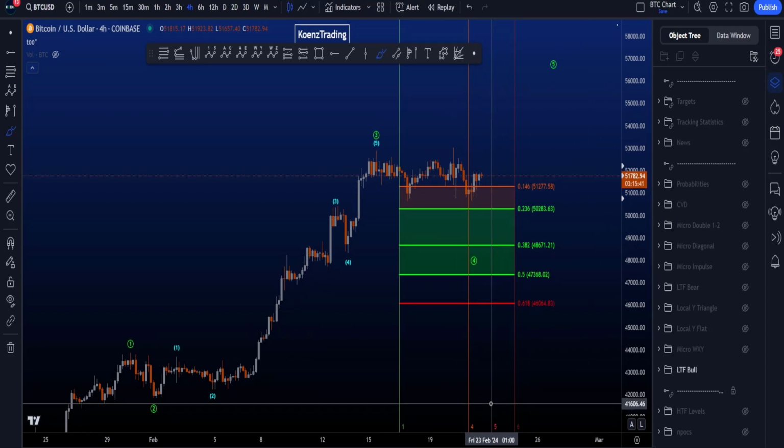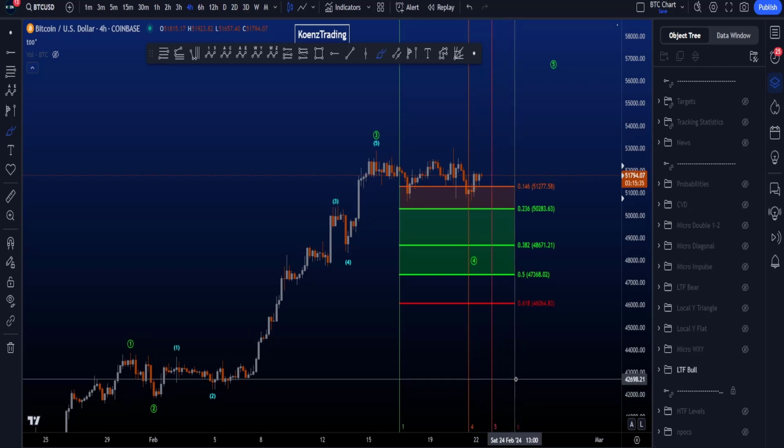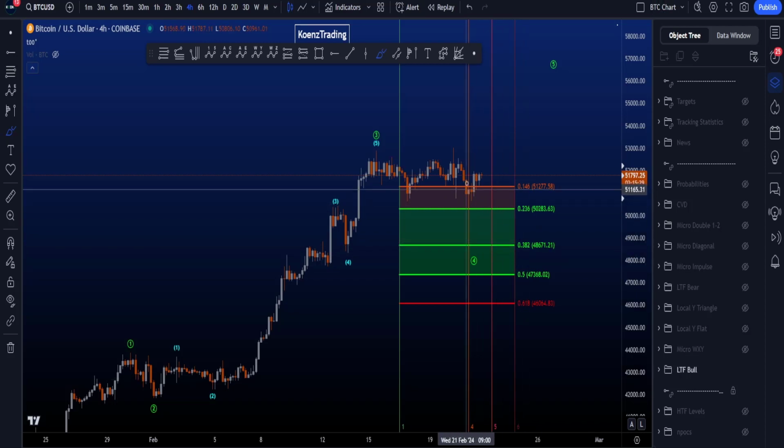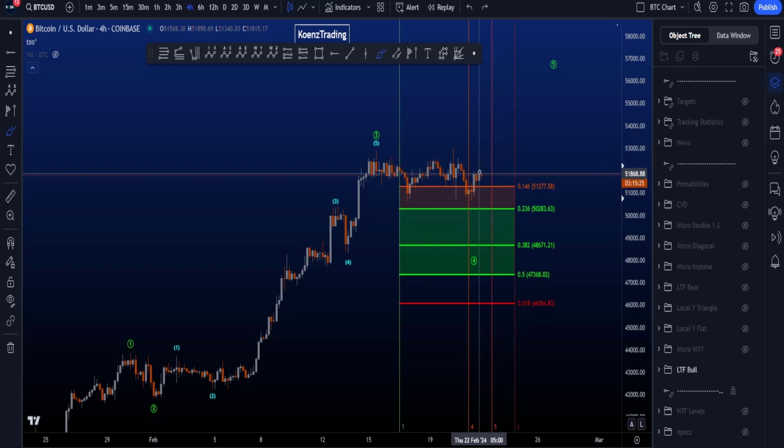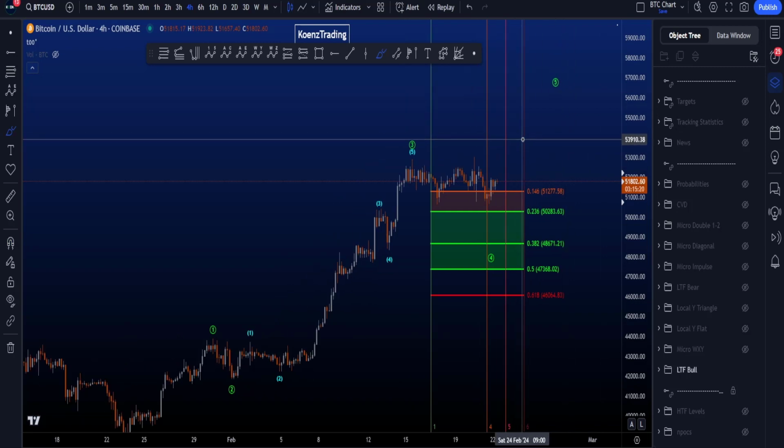The 5-fib time is sitting at 1 a.m. tomorrow, Friday the 23rd of February, Central European time, and the 6-fib time is at 1 p.m. on Saturday, Central European time. Preferably, we are not going to go into the weekend while still being in this range. Preferably, we're already going to move out of this range and then during the weekend start another range somewhere else.